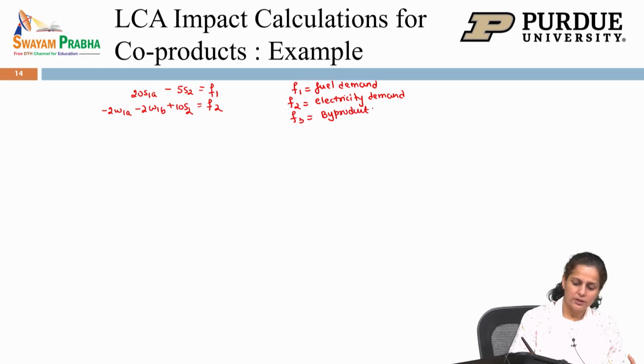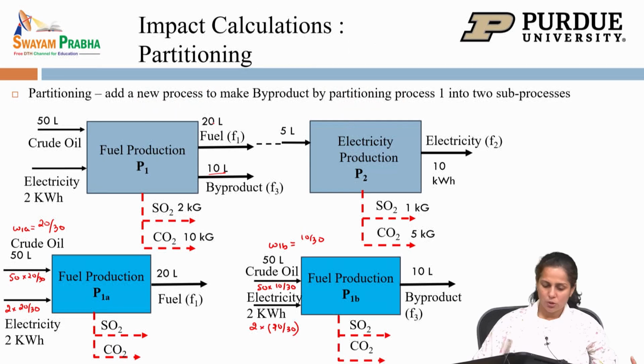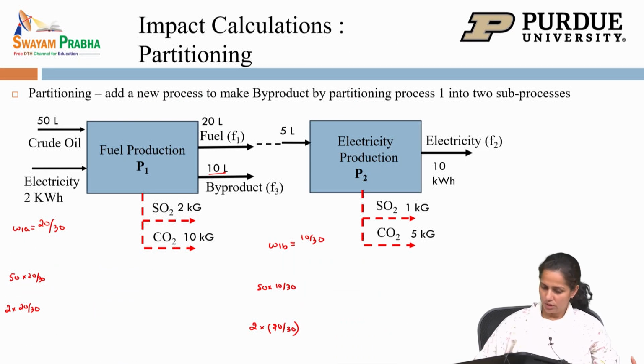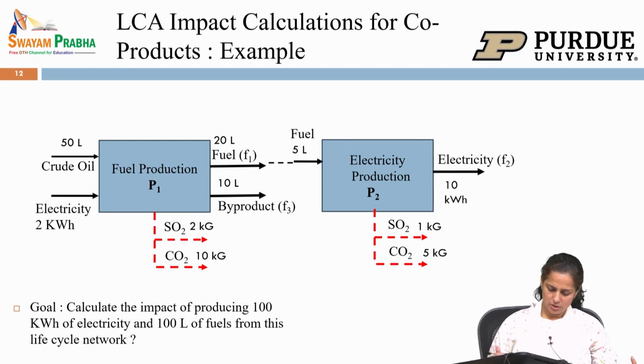From the goal of the LCA, we know, so let me first write the third one, which is 10 times S1B is going to be F3. So, if you go back, the goal of our LCA is to produce 100 kilowatt hour of electricity and 100 liter of fuels. So, my F1 is 100 liter of fuel and my F2 is 100 kilowatt hour of electricity.